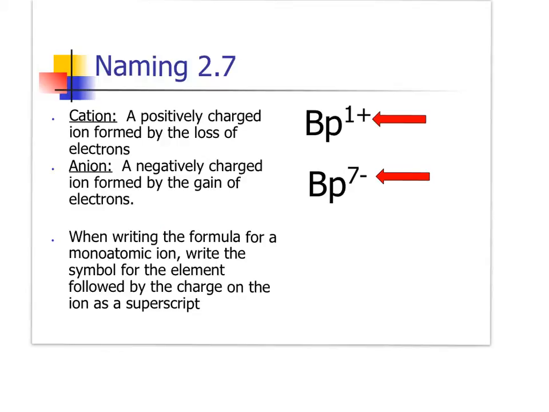So we're going to talk about, again, a cation is a positively charged ion formed by the loss of electrons. Therefore, it has a positive charge. And an anion has gained electrons. Therefore, it will gain a negative charge because it has more negatives. It has more electrons. I use the hypothetical element that we tend to use in my class, BP.